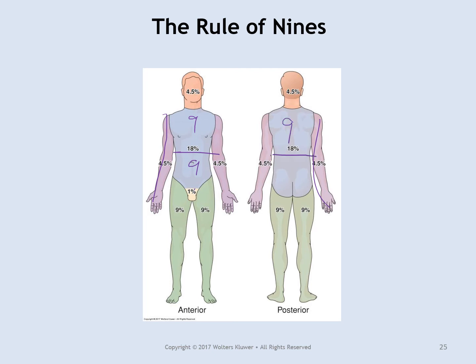The top of the back is worth 9%, the bottom of the back is 9%, the front of each leg is 9%, the back of each leg is 9%, your head and neck total are 9%.